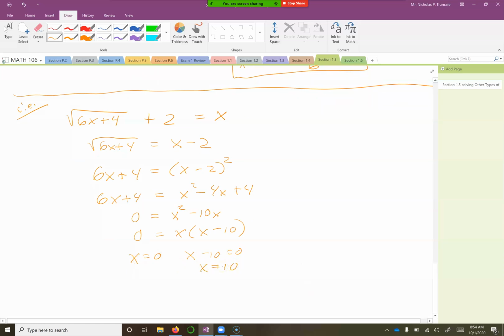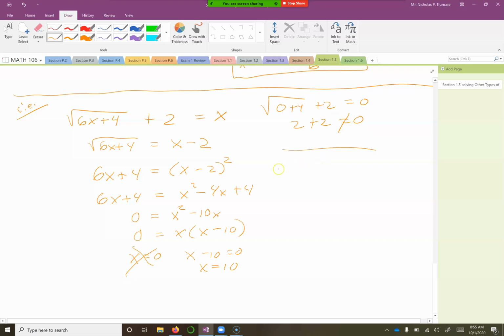Now, because we took a square root, we don't have a plus or minus thing going on here. We have to check to see if one of these answers is not a solution. Okay, so let's try to look at 0. You just plug the x value into the original equation. So if I do that, I'm going to get the square root of 0 plus 4, plus 2 equals 0. So the square root of 4 is 2, plus 2 equals 0. So can 2 plus 2 ever equal 0? No, it can't. So that means x equals 0 is not a solution.